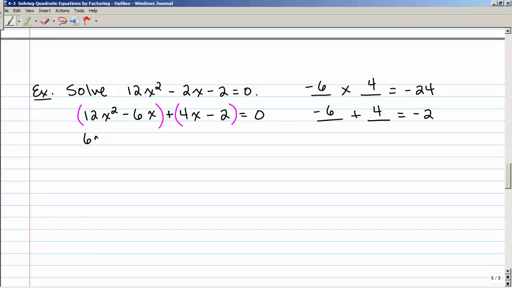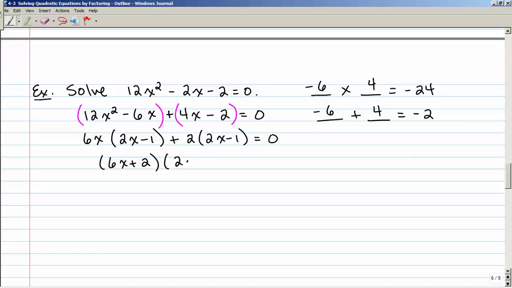So here I can take out a 6x, and that leaves me with a 2x minus 1. Here I can take out a 4, no, not a 4, I can take out a 2, and that will leave me a 2x minus 1. This is looking really good because I have the same thing here. And so I'm going to take my two lonely boys, put those together, and then my repeated factor.